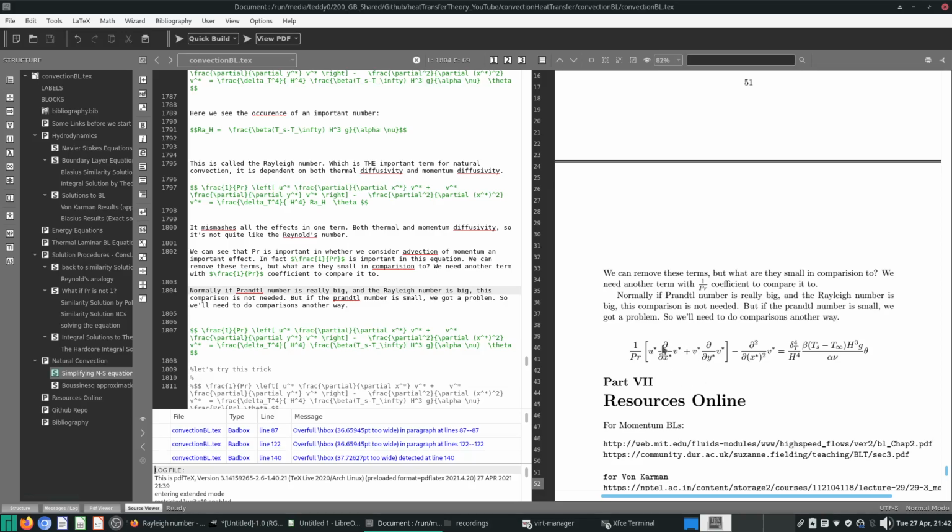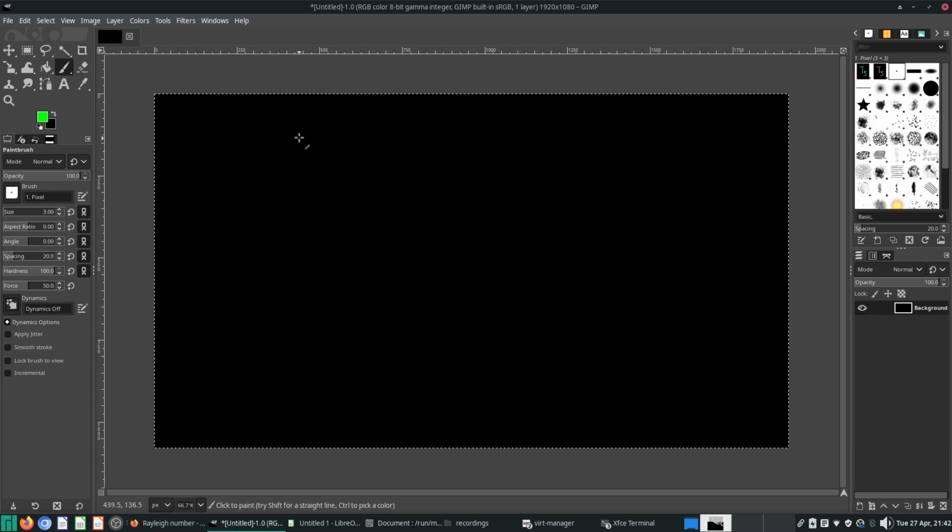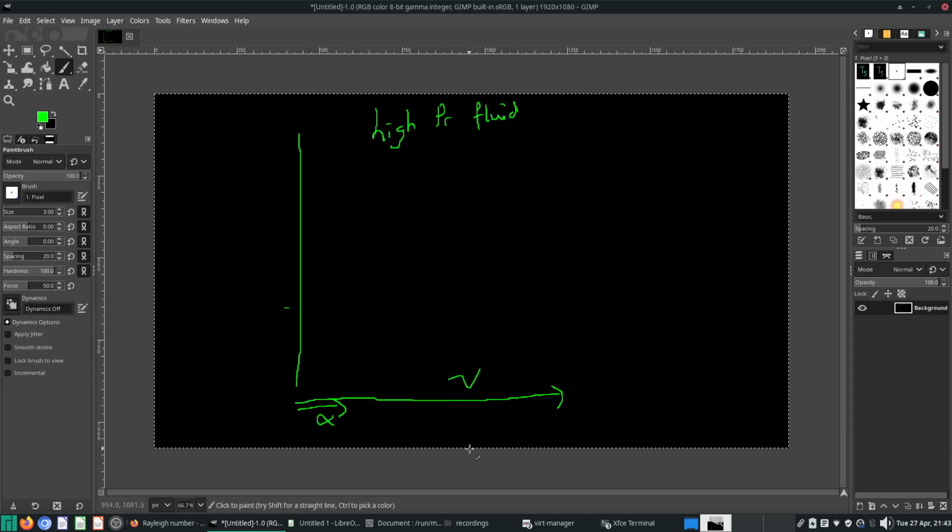So normally, of course, these two terms cannot be neglected, but let's see why that is the case. If you have a large Prandtl number, I'm just going to zoom in on a large Prandtl number fluid. Thermal diffusion will be much slower than, let's say, momentum diffusion.